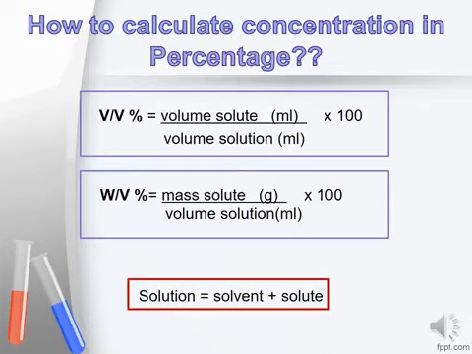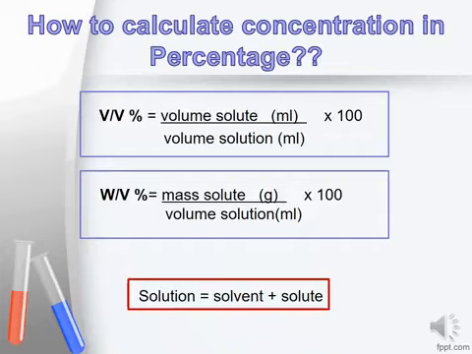How to calculate the concentration in percentage? When it is volume per volume percent, or V per V percent, it means the volume of solute in milliliter divided by the volume of the solution, multiplying by 100. How do we calculate it? I'm going to make an equation that represents volume of solute measured in milliliter divided by volume of total solution, also expressed in milliliter, multiplying by 100.